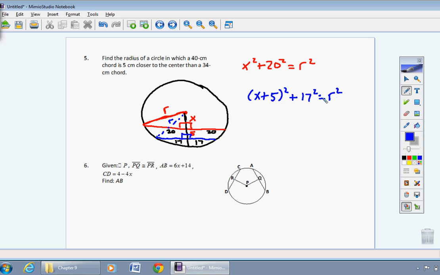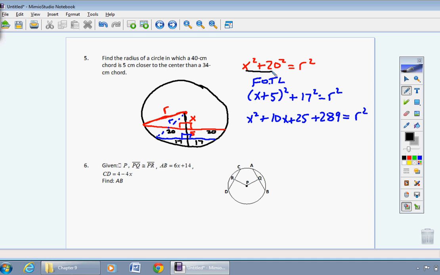And now I can go ahead and solve. So this x plus 5 squared, remember how we do that? We have to FOIL that. So that's going to give me x squared plus 10x plus 25. And then 17 squared is 289, and that's equal to r squared. Alright, so now we have two equations here. We have this red equation and this blue equation. So we're going to do a little bit of substitution.